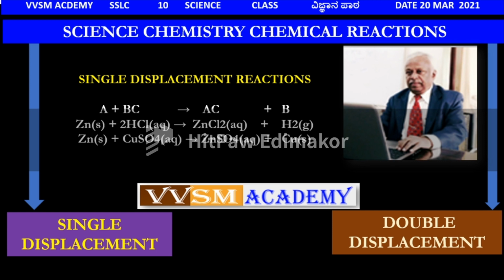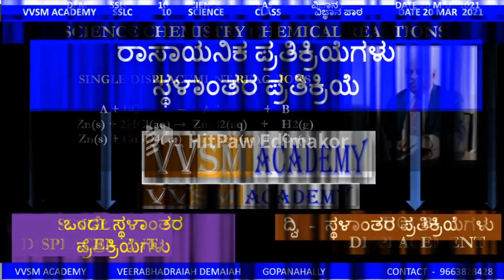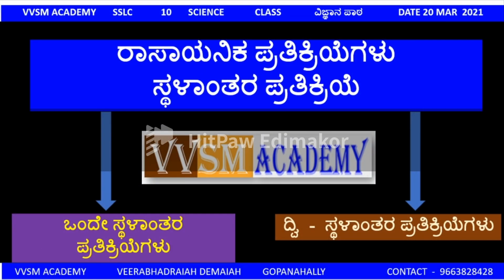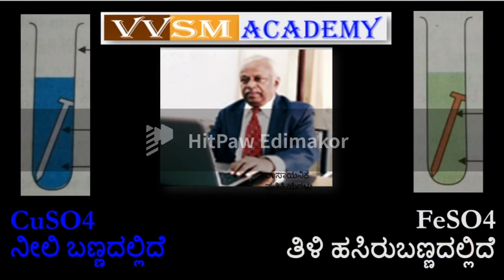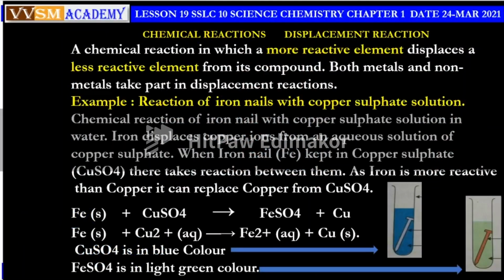Similarly, zinc displaces copper in copper sulfate solution. When zinc reacts with copper sulfate solution, it gives zinc sulfate and copper. That is displacement. The double displacement reactions we'll discuss in the next class. Today, we will have the single displacement reactions, my dear friends. You see, this is how you can see chemical reactions, that is displacement reaction: a chemical reaction in which a more reactive element displaces a less reactive element.